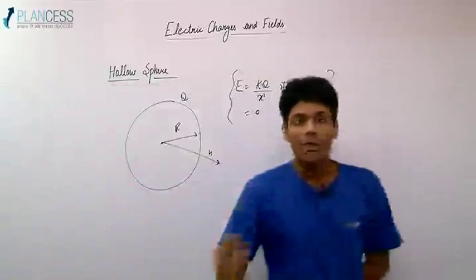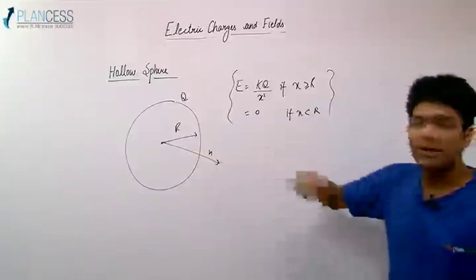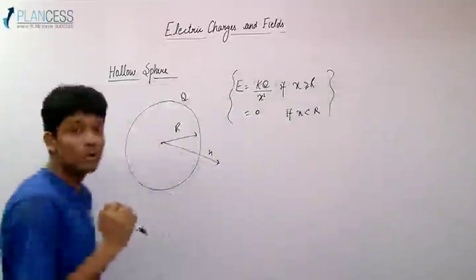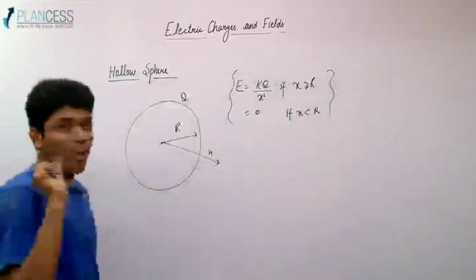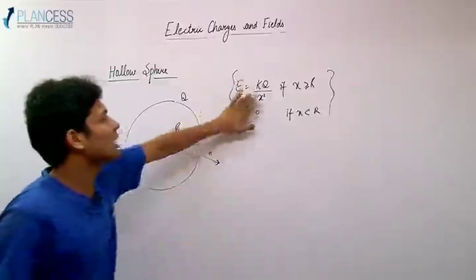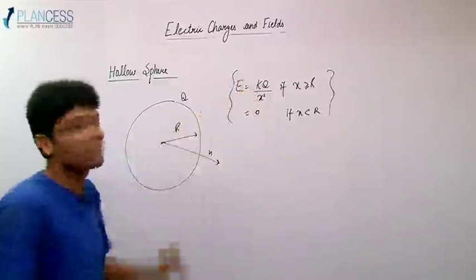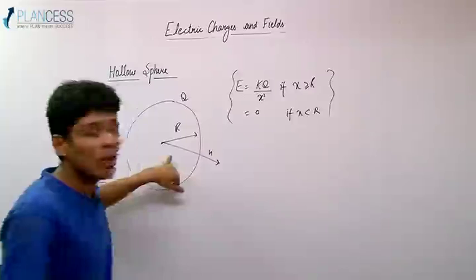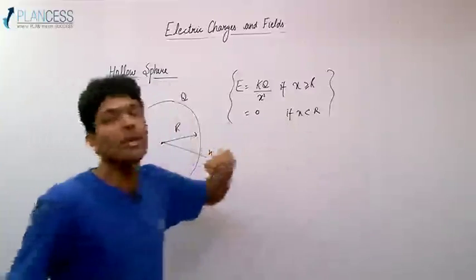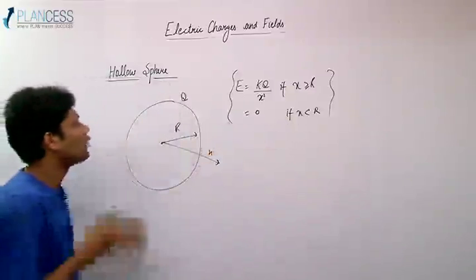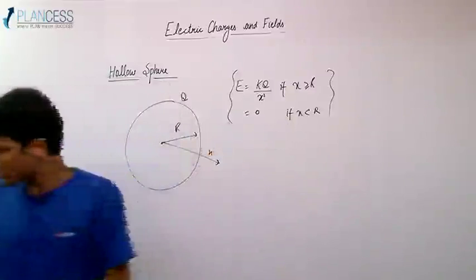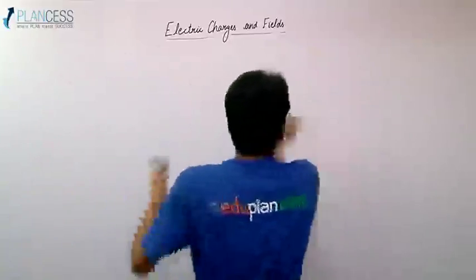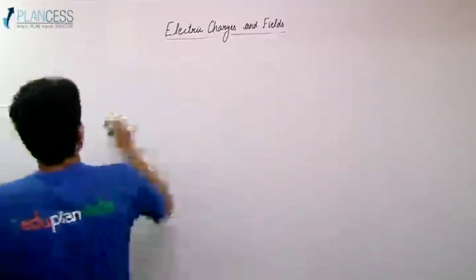That is, if the point at which you are calculating the electric field lies outside the hollow sphere, it behaves as a point charge, and thus the electric field comes out to be kq upon x square, where x is the distance from the center. Whereas if the point lies inside the hollow sphere, the electric field exerted by that hollow sphere is 0. So this is something about the electric field exerted by a hollow sphere. Now let us study the electric field exerted by a solid sphere.